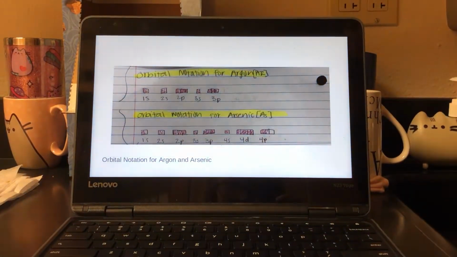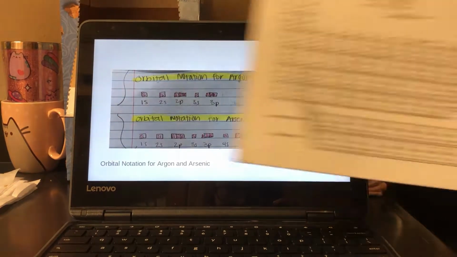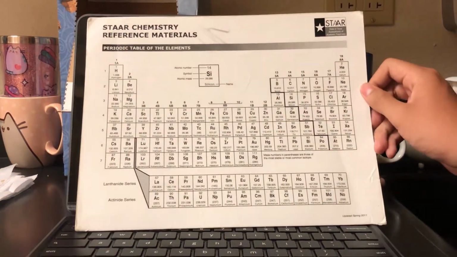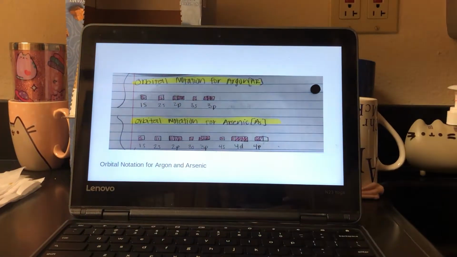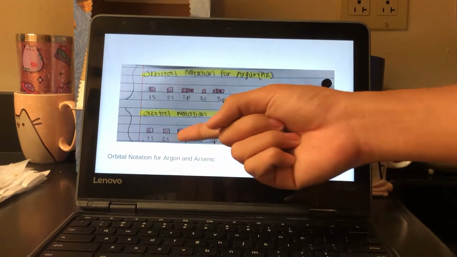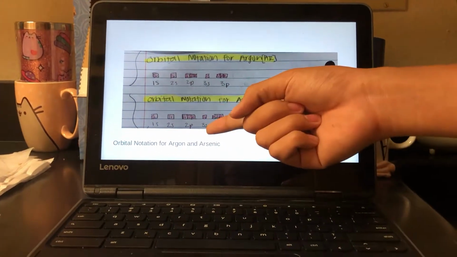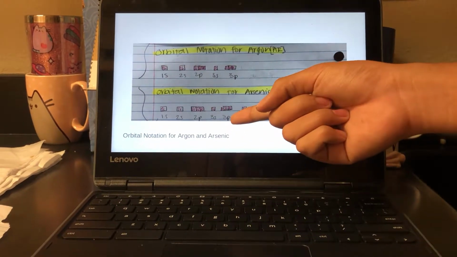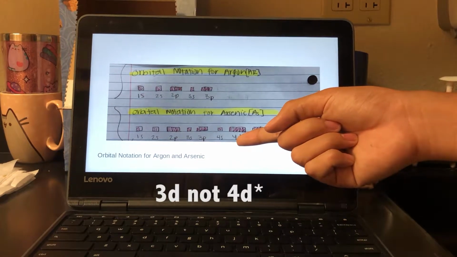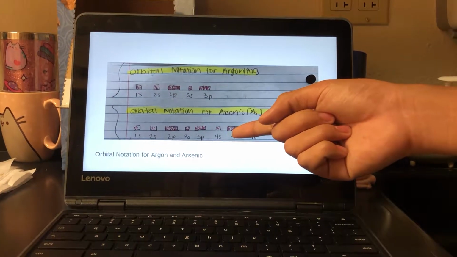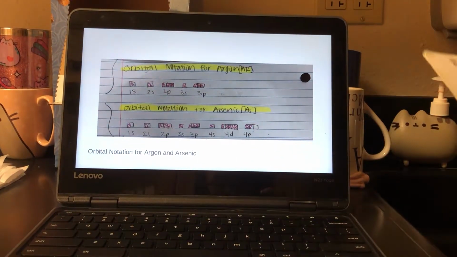The next example is the orbital notation for arsenic. And if we find that in the periodic table right here, it is shown as 1s with 2 arrows, 2s with 2 arrows, 2p with 6 arrows, 3s with 2 arrows, 3p with 6 arrows, 4s with 2 arrows, 4d with 10 arrows, 4p with 3 arrows.